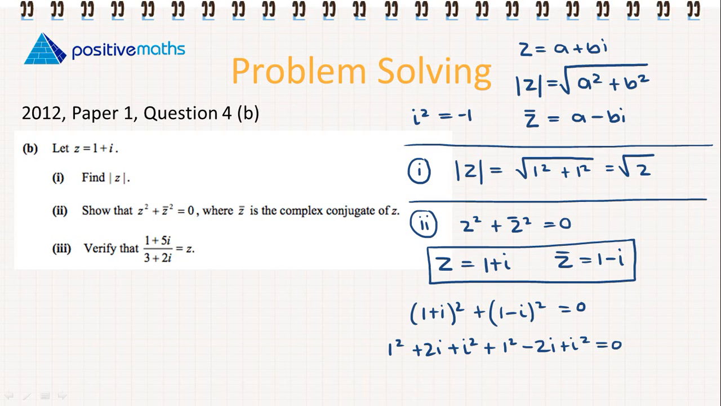So now we're going to have 1 plus 2i, and instead of i squared, we're going to fill in minus 1, plus 1 minus 2i minus 1 is equal to 0. So if we notice, 1 minus 1 is going to give us 0, plus 1 minus 1 again is going to give us 0, and plus 2i minus 2i is going to give us 0. So therefore, when we simplify it, it is equal to 0.